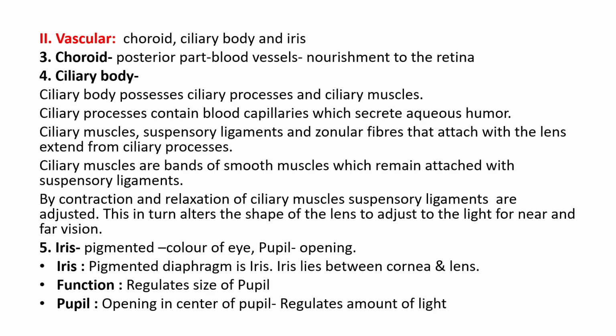The next part is the iris. When we see the eye, the pigmented portion, either brown, black, or grey in color, is called the iris. It is made up of iris muscles and gives the color of the eye, and the central opening is called the pupil. The iris is the pigmented diaphragm present between the cornea and the lens, and it regulates the size of the pupil. The pupil is in the center, which regulates the amount of light passing to the lens.